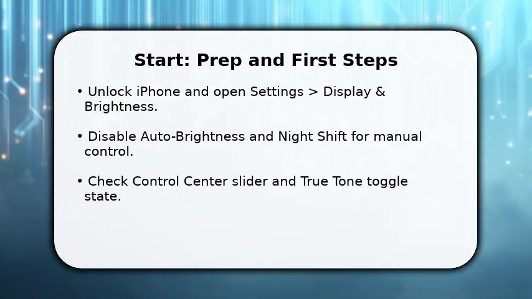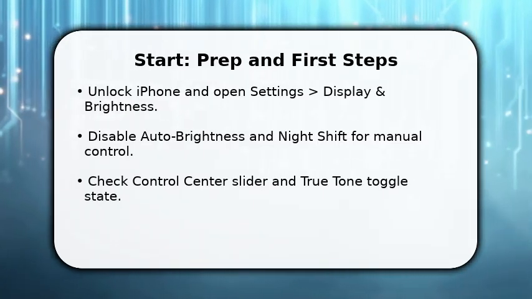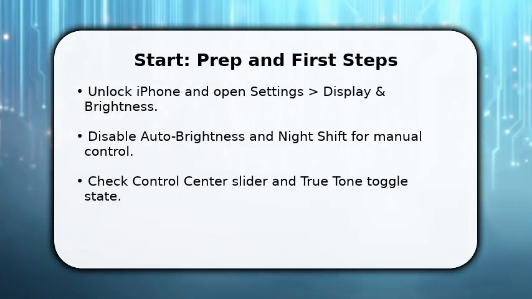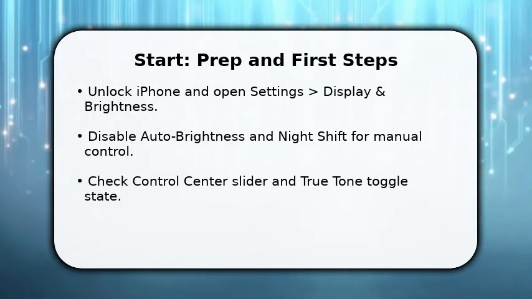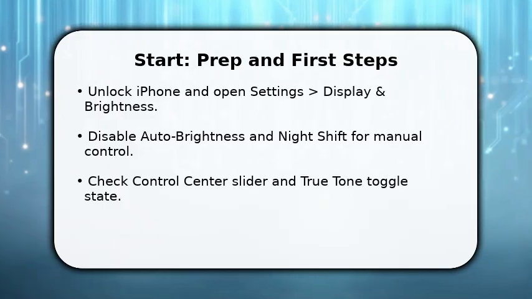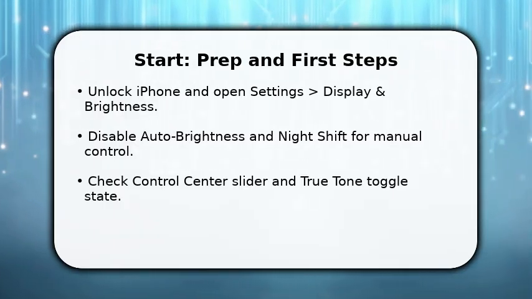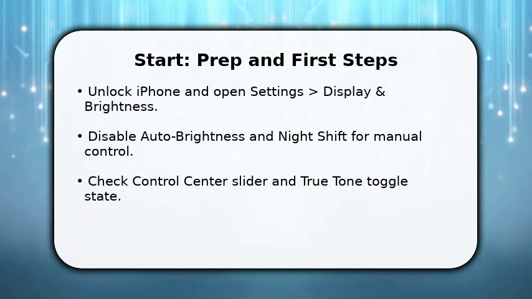Next, glance at the Control Center Brightness slider and toggle True Tone off if colors shift. Doing this ensures your manual adjustments match what you see. Once done, you'll have direct control and can proceed to more specific corrections without automatic overrides.